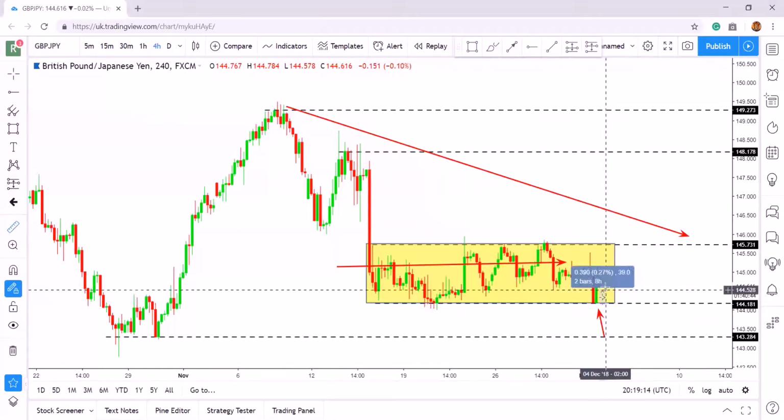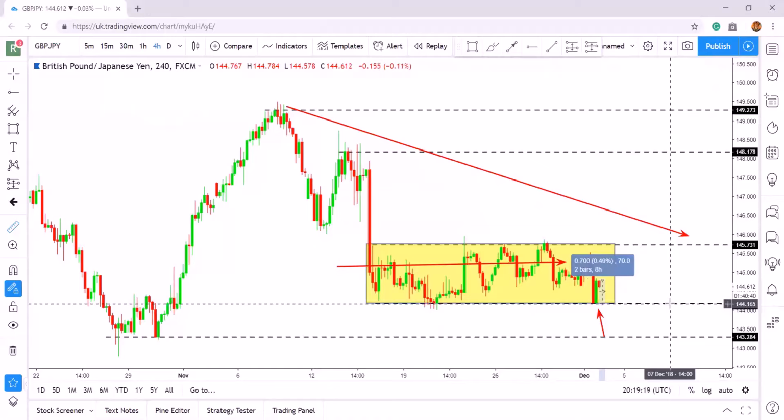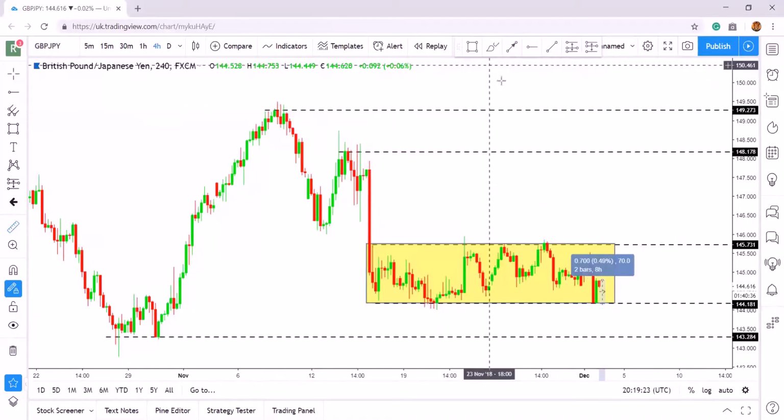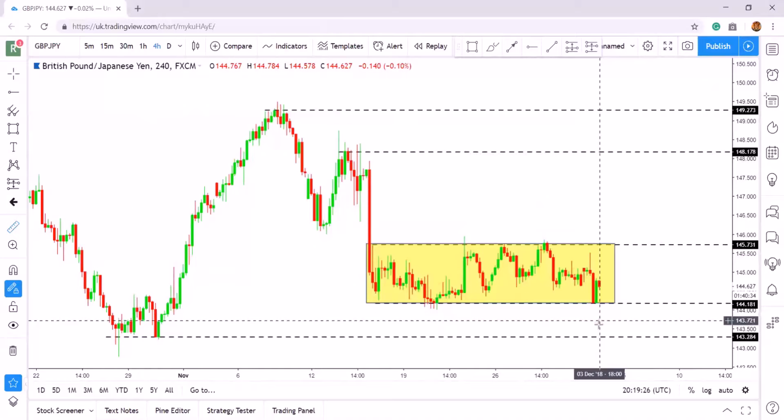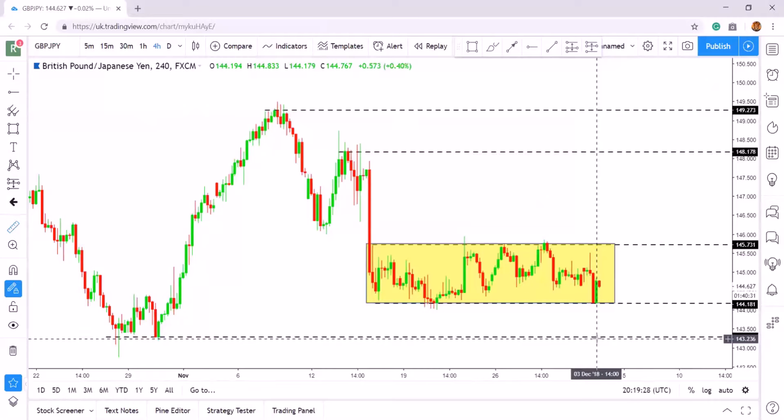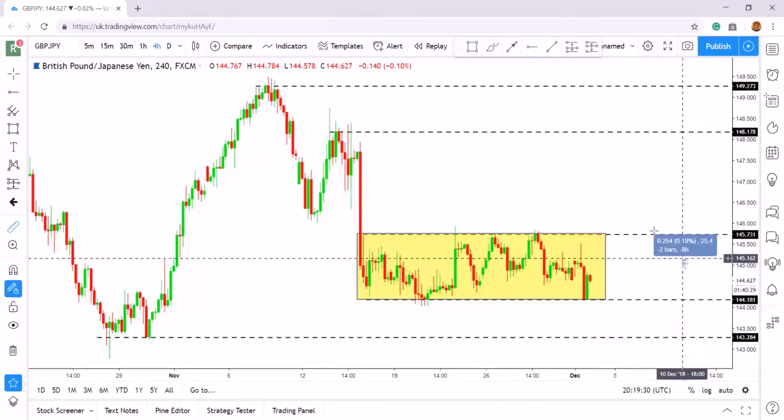This support level on this ranging market, let's see this now. So this has now moved 70 pips. Guys, look at this market structure. Now that it's happened, is it not simple to see that you could have taken a buy for this opportunity? Yes or no? Yeah. Okay, fine.